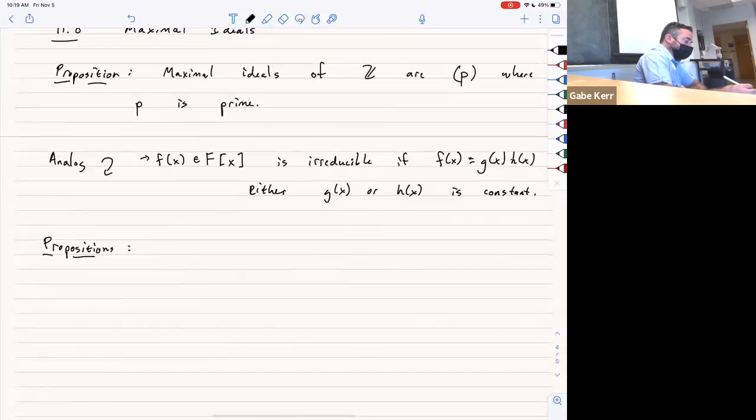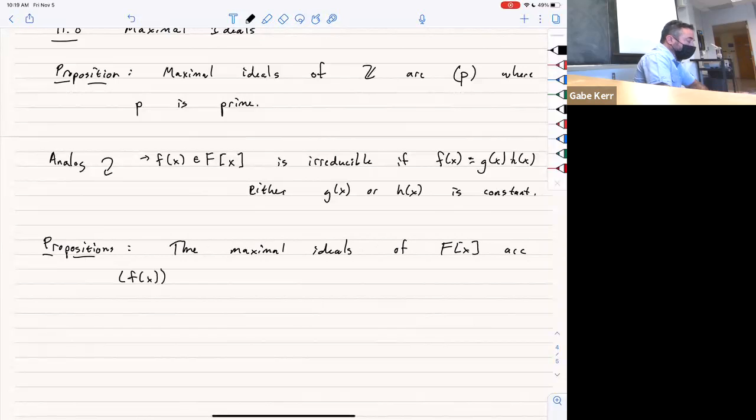The proposition says that maximal ideals of F[x] are the principal ones. I mean, again, this is also a principal ideal domain, so all of the ideals are principal ideals. But now the maximal ones are ones where f is irreducible.